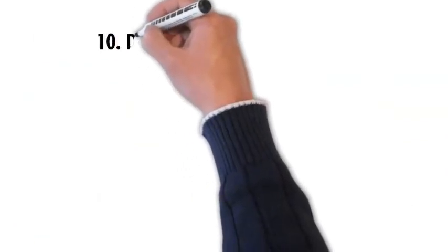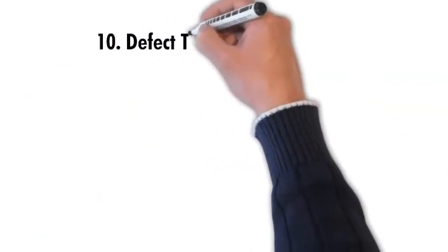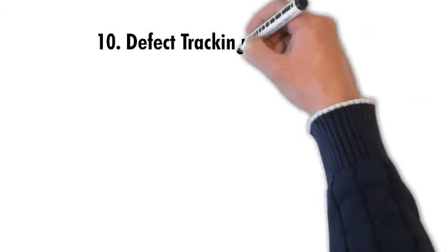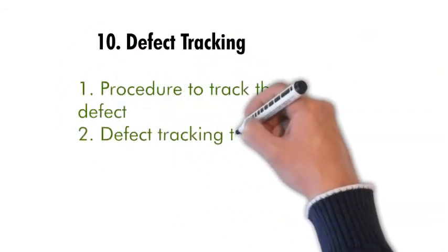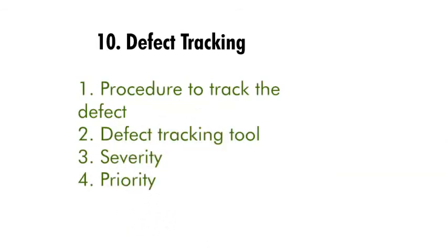Next point is defect tracking. In this section, we mention how to communicate the defects found during testing to the development team and also how the development team should respond to it. We should also mention the priority of the defect, high, medium, low, etc. We should know the procedure to track the defect. Then we should write the defect tracking tool. We should know the severity and priority of the defect.